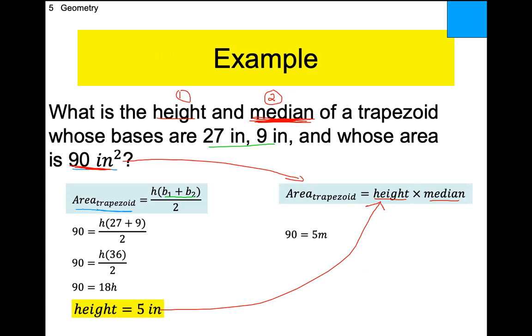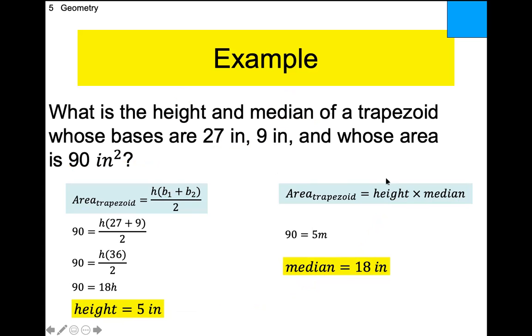Okay. So we plug in those numbers, and then once again, notice we're only missing one variable, so we can solve pretty easy. Divide both sides by 5, and we get the median is 18. So tonight for homework, they may give you a series of information involving a trapezoid. You're going to have to remember that you might have to use both formulas to answer one question. And it's your standard trick in algebra.